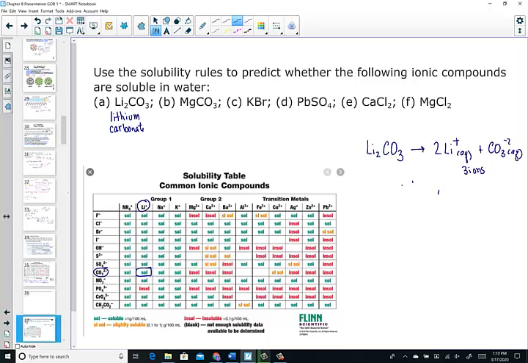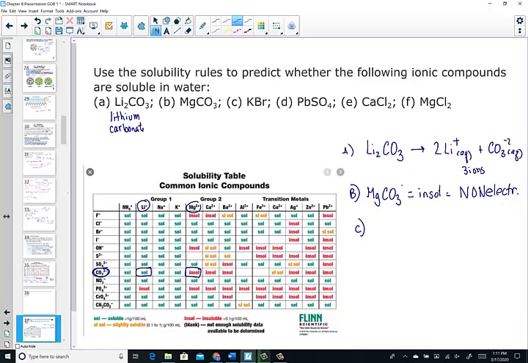How about letter B? Magnesium carbonate. You found magnesium, Mg, carbonate, same row here, and the box tells me it's insoluble, meaning for letter B, MgCO3 is insoluble. It does not dissolve in water, telling me it's a non-electrolyte. It does not break apart into ions.